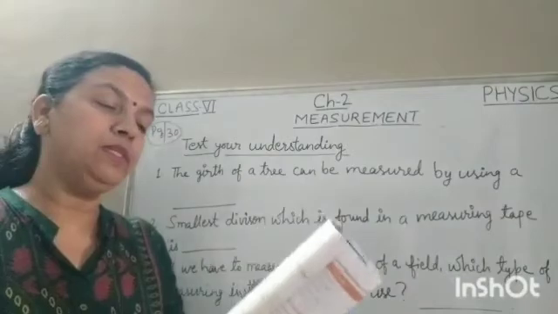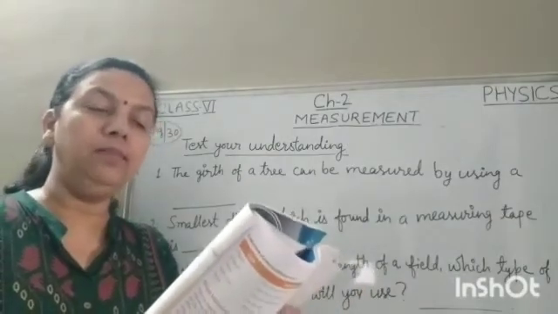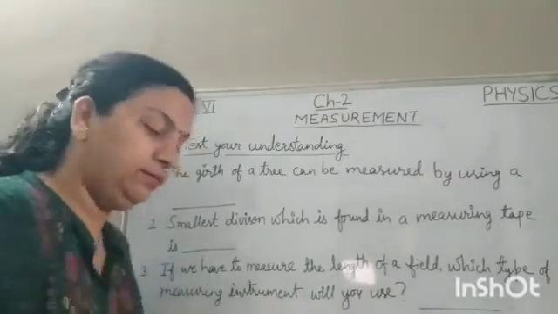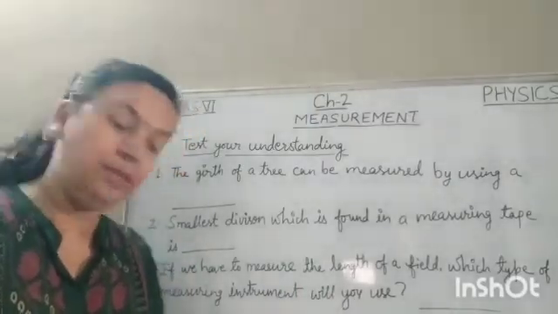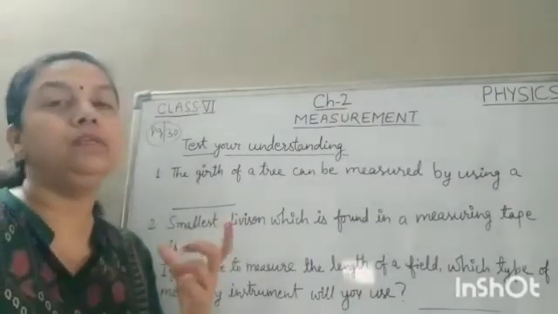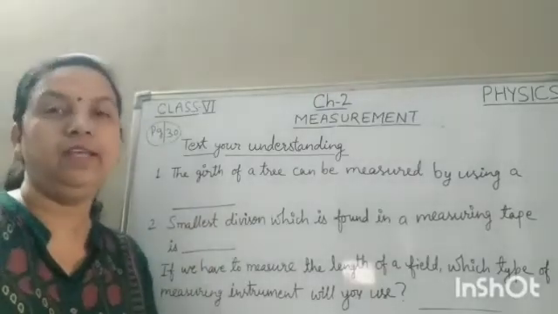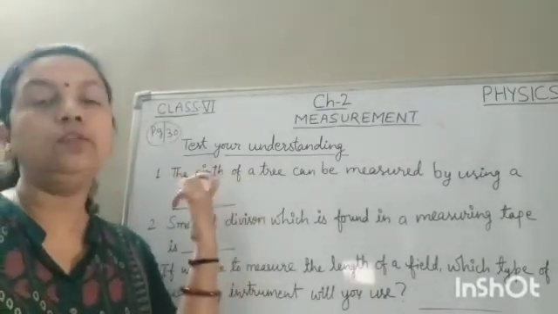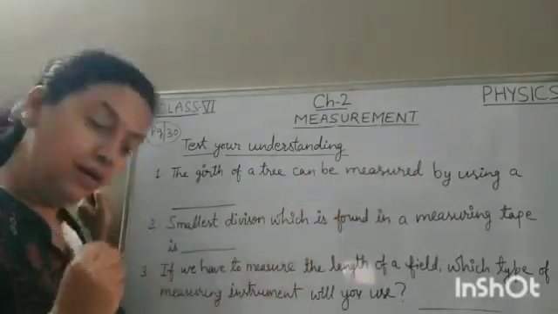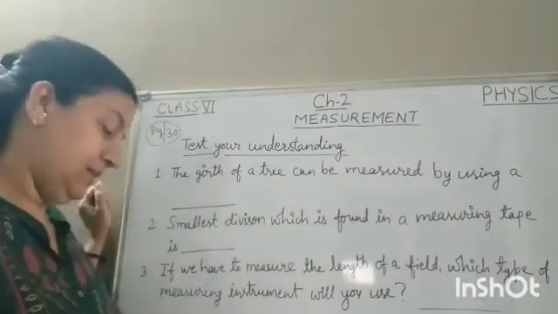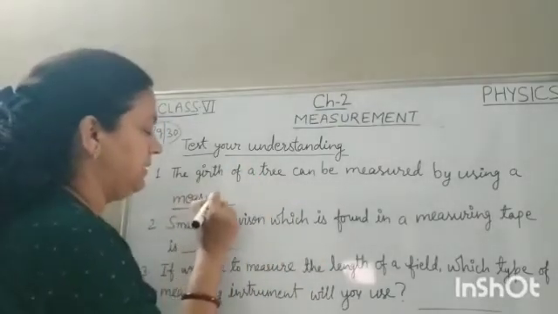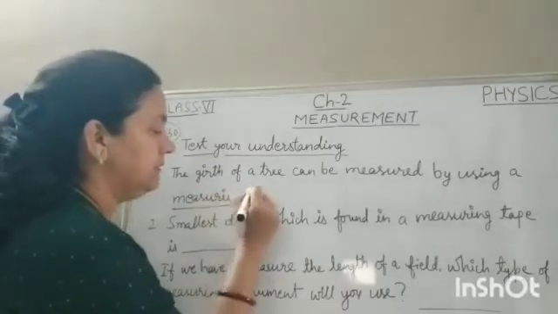Okay, so the first question of the exercise is: the girth of a tree can be measured by using a, options are given: plastic ruler, meter scale, meter rod or measuring tape. We have read all the measuring devices. Now you can easily judge which device will be more convenient to measure the girth of a tree. So the girth of a tree can be measured by using a, yes, it will be measuring tape. Here you will write measuring tape.